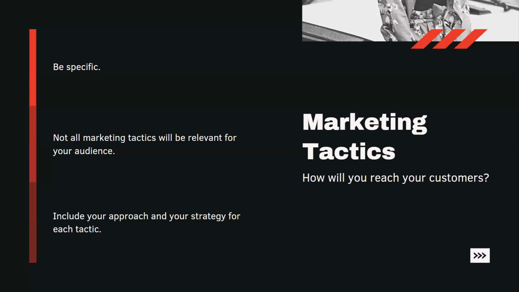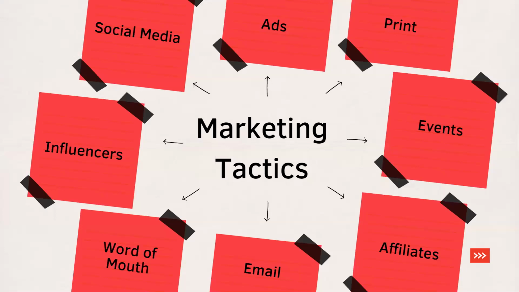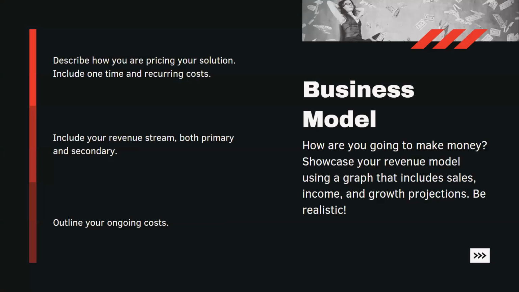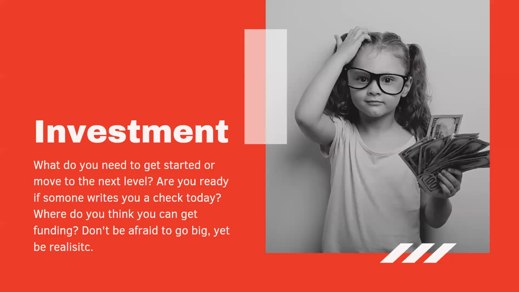You want to think about how you're going to reach your customers. So what are your marketing tactics? Marketing tactics can be a lot of different things, from social media to events to influencers to email to a lot of different things. How are you going to make money? Don't forget that you can also do well while doing good, meaning you can make the world a better place and you can also make money.